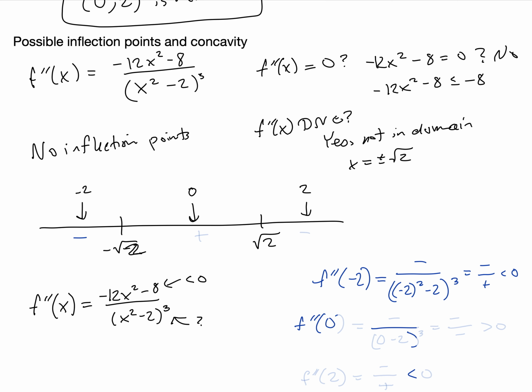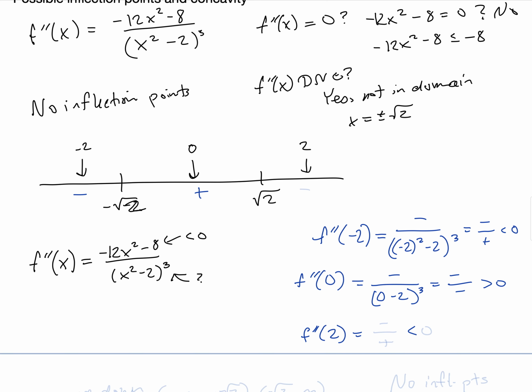F double prime of 0, that's a negative value over 0 minus 2 cubed, so that's a negative over a negative, that's greater than 0, so we're concave up here. And f double prime of positive 2, we'll get the same as what we had for f double prime of negative 2. We'll have a negative value over a positive value, and so that's less than 0 as well.